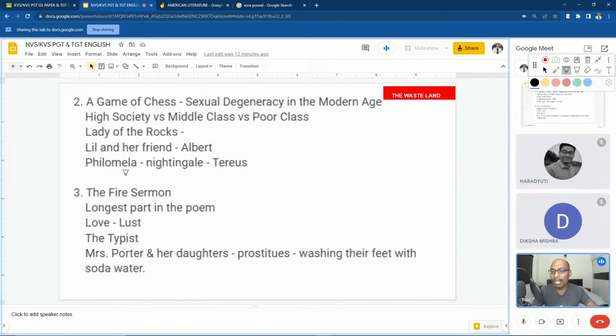And then Philomela is a character, and she turned into a nightingale because she was raped by her sister's husband. So the story in this particular part of A Game of Chess is about moral degradation, and we discuss here the character of Philomela. She was raped by her sister's husband, who is Tereus the king. And when Philomela cried and prayed to God, God turned her into a nightingale.